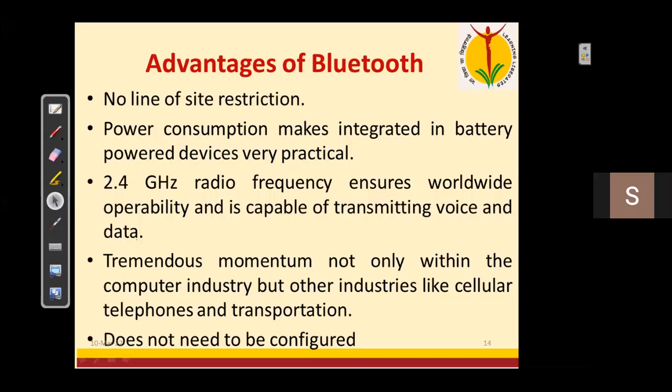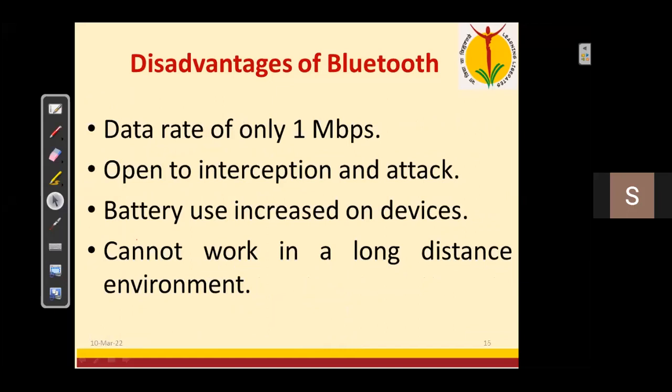What are the disadvantages of Bluetooth? The data rate is very low, only 1 megabit per second. Definitely other devices may attack, which can create interference or intercept the signal. And if you use it for more time, the battery is going to drain, so battery use is increased if you are using Bluetooth enabled devices. And the restriction is that we can't use it for long distance communication.